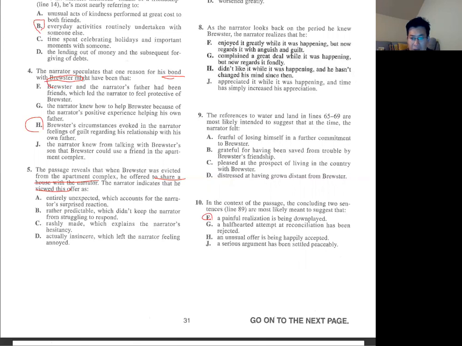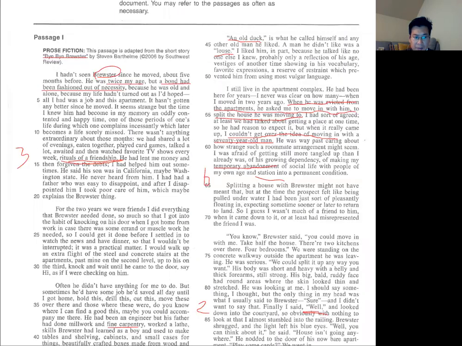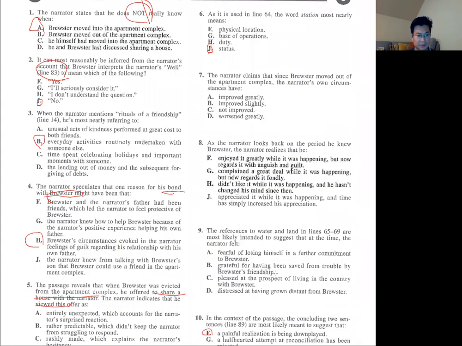Yeah, I think it's in the first paragraph somewhere. I can't find the line reference right now. Yeah, I found it. So line 17, it says, "I had a father who was easy to disappoint, and also after I disappointed him, I took poor care of him." So that's the guilty feeling that number 4 is talking about.